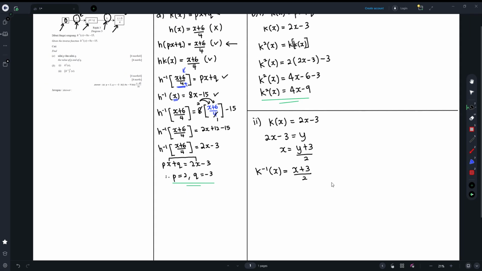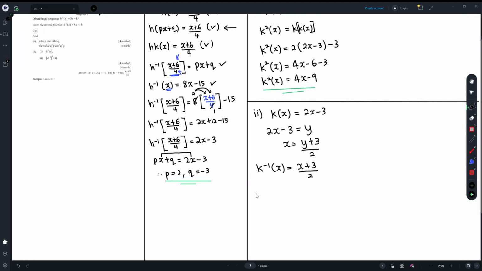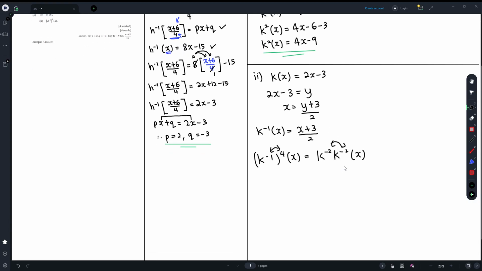So first, we have to understand that k negative 1 power of 4x is actually equivalent to k negative 2 and k negative 2x, because the product of negative 2 and negative 2 will become negative 4. So that is the product of negative 1 multiplied by 4. So we have to find the composite of the inverse k negative 1, and then you have to put it back into the function. So let me find the k negative 2x.